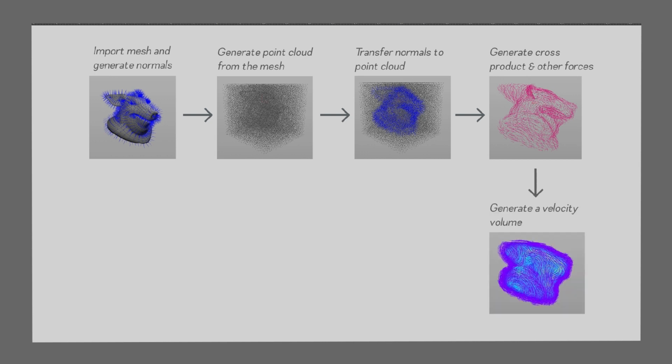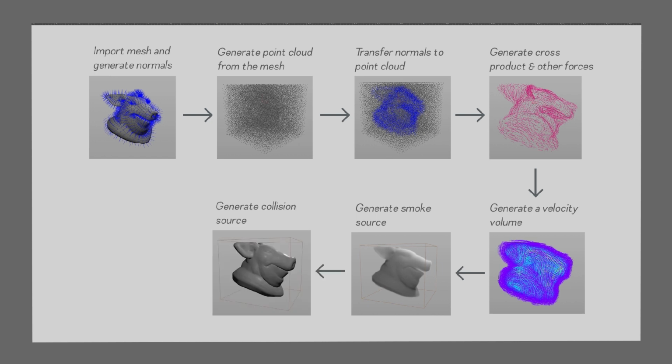And after that, we'll be generating a velocity volume so that we can control the direction of our smoke. And then we'll be generating a smoke source so that we can tell Houdini from which parts to emit smoke from. And after that, we'll be generating a collision source so that we can contain the smoke. And finally, we'll be importing these three fields into the DOP net, and we'll be making a smoke sim from that. So let's get started.